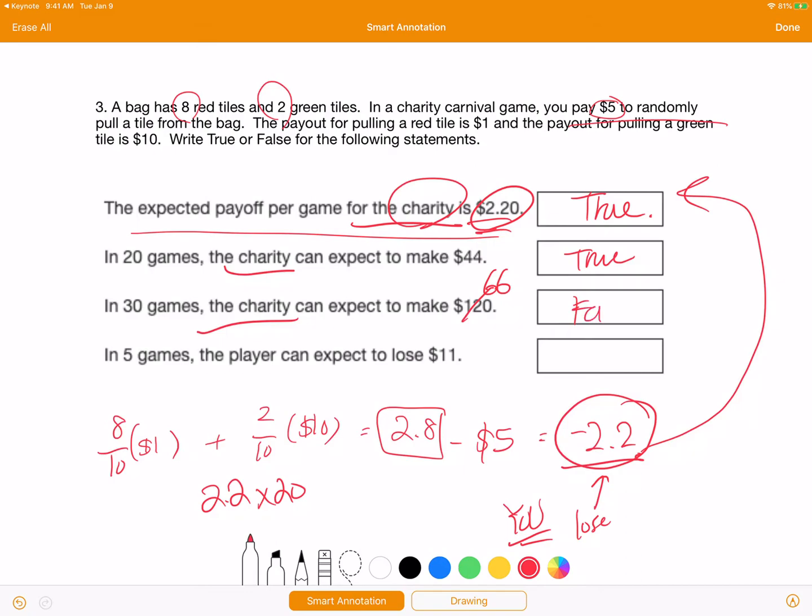So that's false. In 5 games, the player can expect to lose $11. So that means the player losing, this is the losing amount of money. So you have to multiply that by 5, and you get, indeed, negative 11. So yes, that is true.